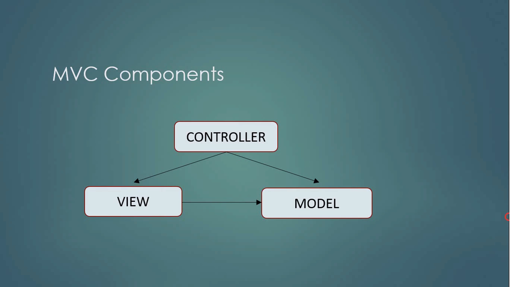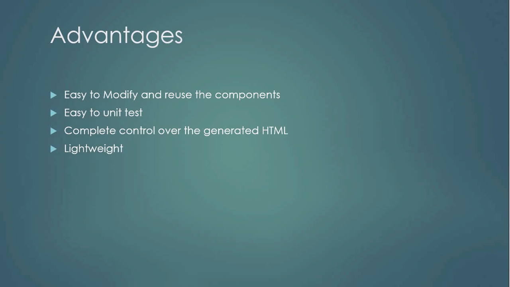Following are the advantages of this loose coupling of model, view, and controller. The different components can be modified without affecting the other components. This also means that we can easily reuse the components. For example, we can reuse the model in different views. Another advantage is that different components can be easily unit tested.